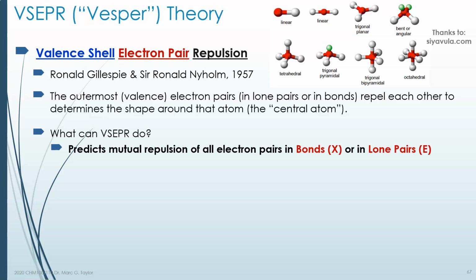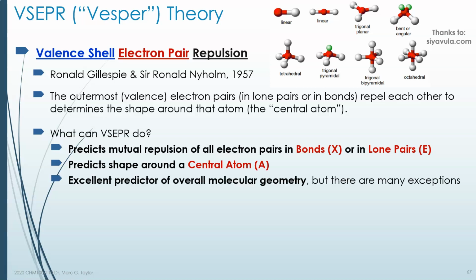So what can VSEPR do for us? Well, it predicts the mutual repulsion of all electron pairs, whether they're in bonds to other atoms, to bonded atoms, or they're lone pairs. They will all repel each other. They all want to stay away from each other. And that allows us to predict the shape around a central atom, which we'll call A. And as a result, this allows us to predict the overall molecular geometry, the overall shape of the molecule around that central atom. But there are many, many exceptions.